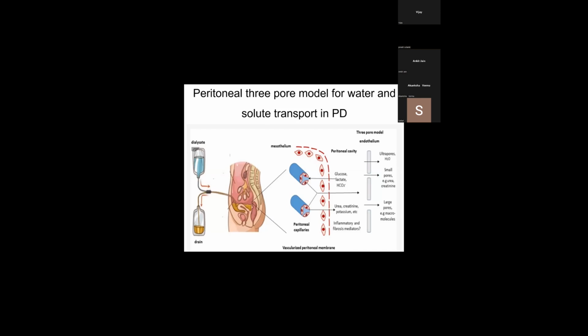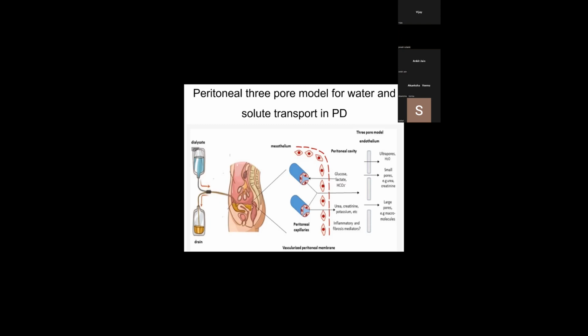When the dialysate remains in the peritoneal cavity, the cavity is lined by the peritoneal membrane, which has peritoneal capillaries. This peritoneal membrane, along with the peritoneal capillary endothelium, has three types of pores. First is the ultrapore, which is about 1 to 2% of the peritoneal membrane. These ultrapores are responsible for 40% of the movement of water from the peritoneal capillaries to the dialysate.